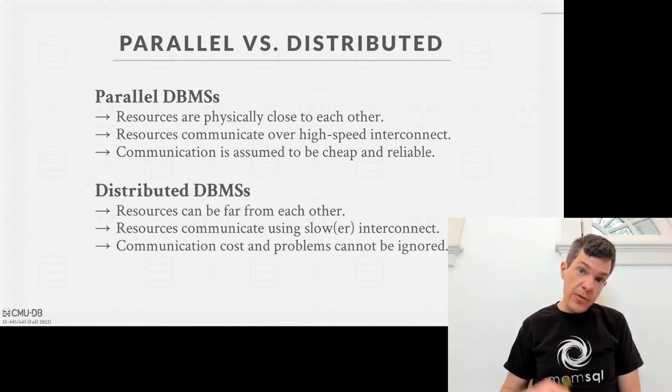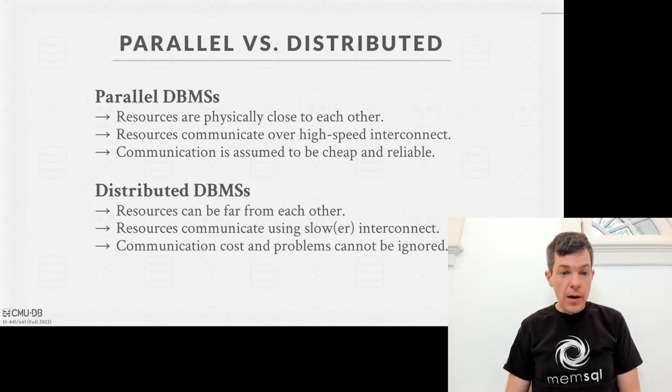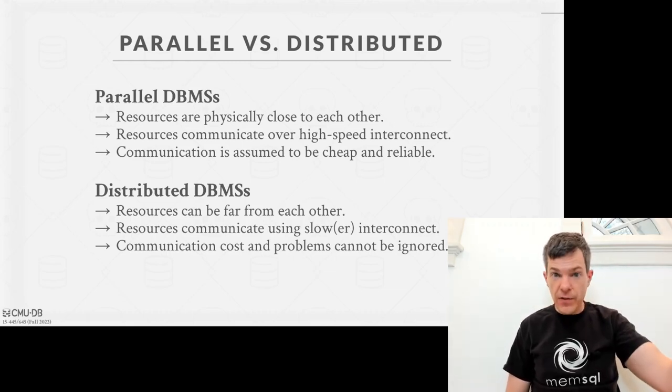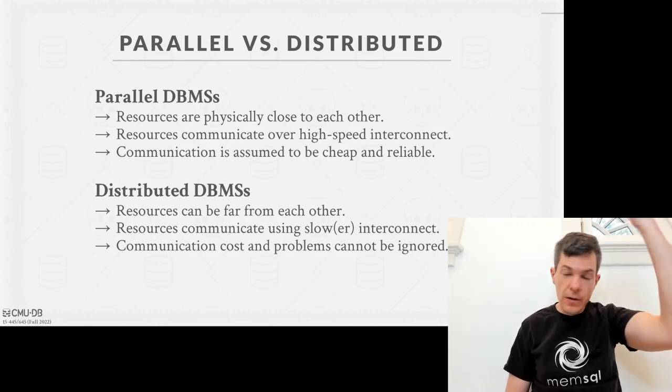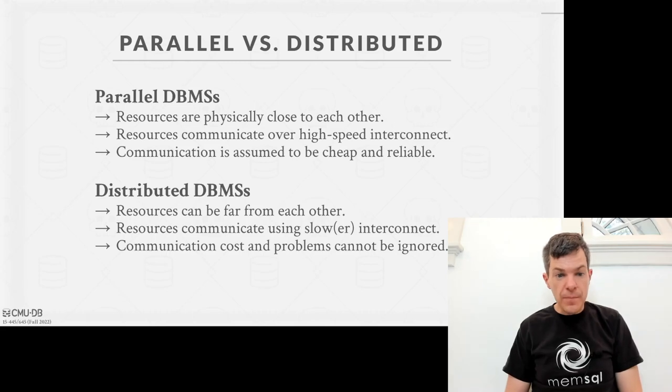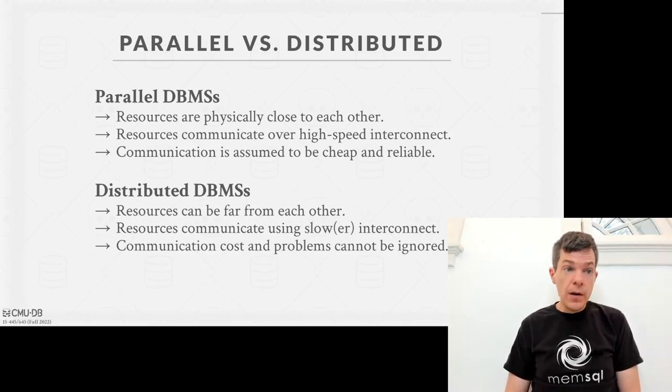And so in a distributed database system, which we'll cover later in the semester, the resources could potentially be very far apart from each other, meaning different racks in the same data center, different data centers in the same state, country, different sides of the globe, and so forth. And therefore, the communication between them is going to be slower than we'll assume in a parallel database, but it's also going to be very unreliable, meaning if we send a message, even if we're using TCP, there's no guarantee that our message is actually going to show up.